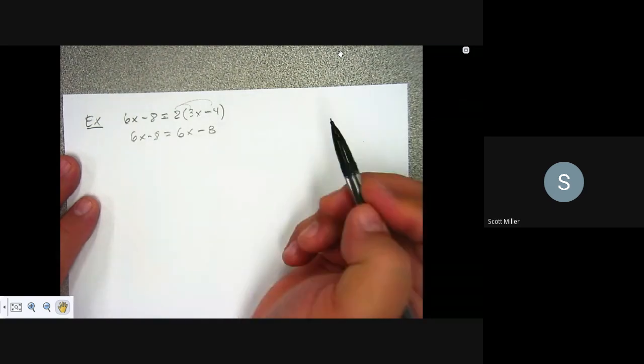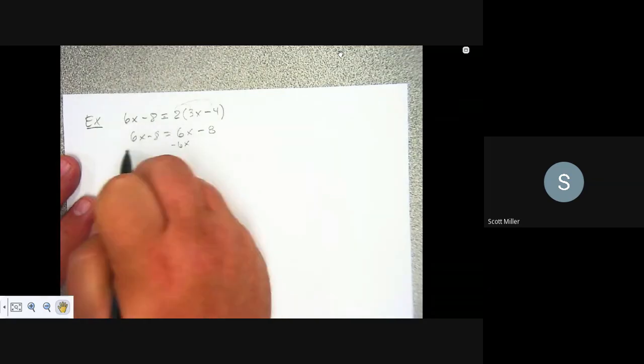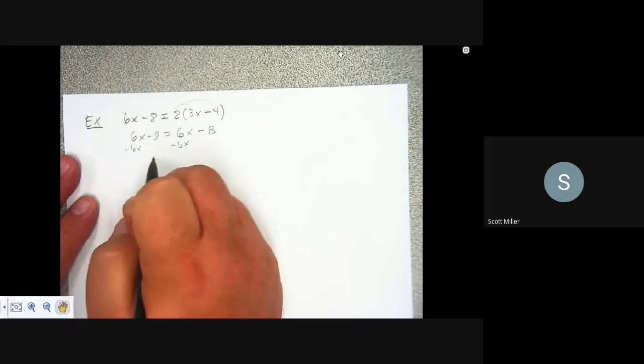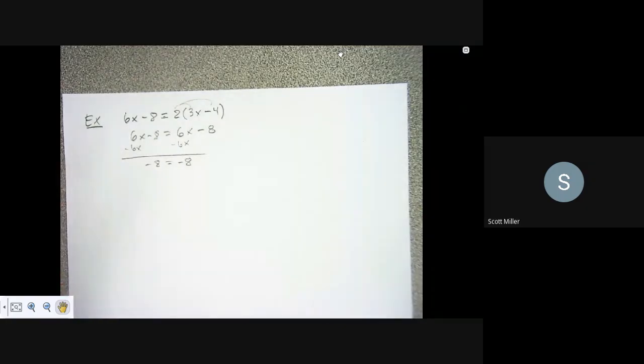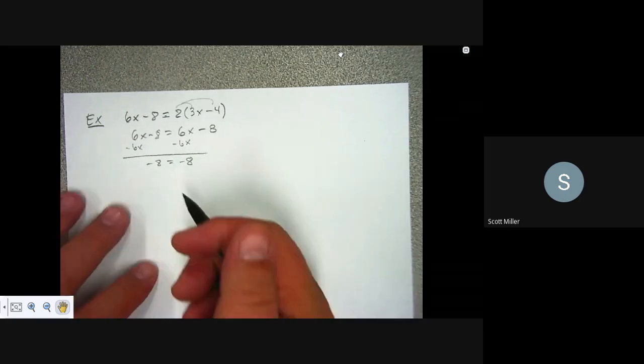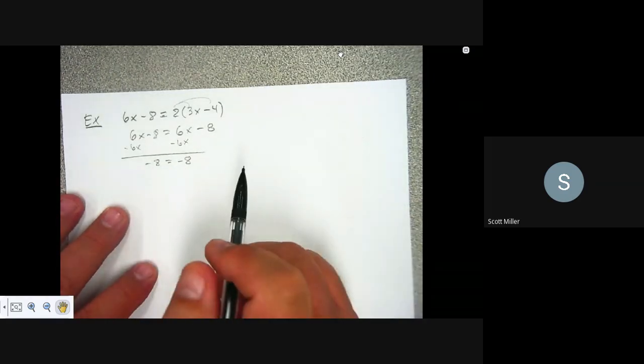And you start noticing something very interesting here. The opposite of this is negative 6x, and then we get negative 8 equals negative 8. The letter disappeared. The variable term is gone. So this is a special situation. When the letter disappears, 2 things can happen: one where the 2 numbers are equal, and another where the 2 numbers are not.